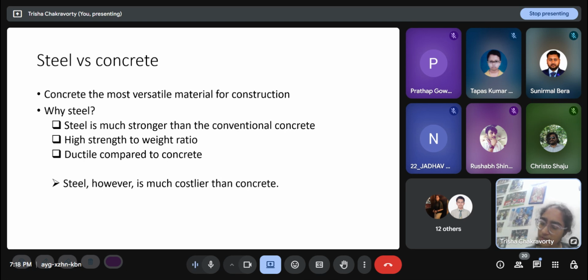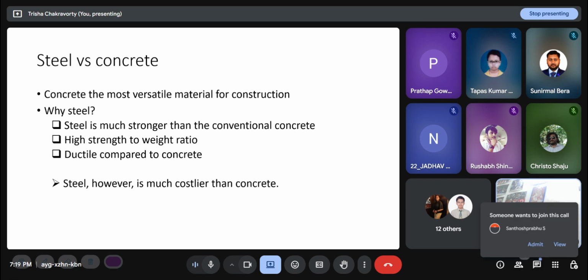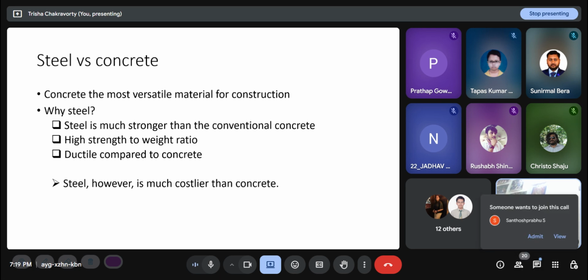You cannot make the structure infinitely safe because it will make it so expensive, but you also cannot compromise below a certain level of safety. So the safety factors that we see in design codes account for how much safety I consider mandatory for different kinds of structures.